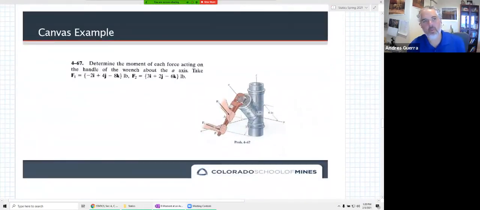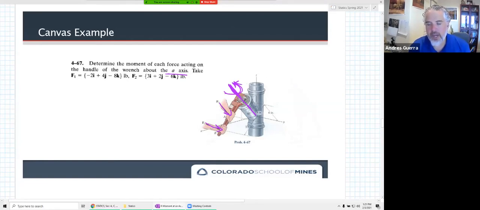So to give us an idea of how this relates to reality, here's a problem where they ask us to find the moment of each force acting on the handle of the wrench about the a-axis. And actually the a-axis right here is the axis about which, if we can find how much moment we're exerting about that axis, that's going to be the moment that unscrews that end cap there. So we have this person applying these two forces about the pipe wrench, and we want to figure out how much those two forces are actually exerting as a moment that would unscrew that pipe cap right there.